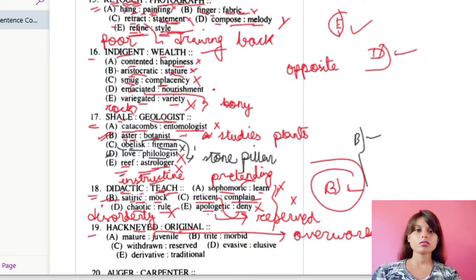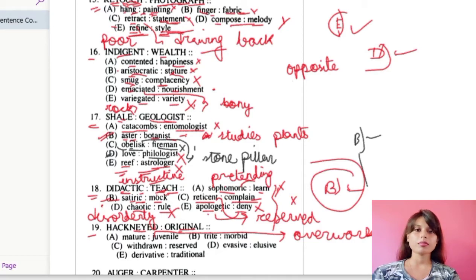So if I see the relationship between these two words, it's not making any good sense. Hackneyed means overworked or overused, and original means something which is original, not used yet. So we can say that these can be termed as opposites to some extent. Okay. So let us see the options which suit the best.